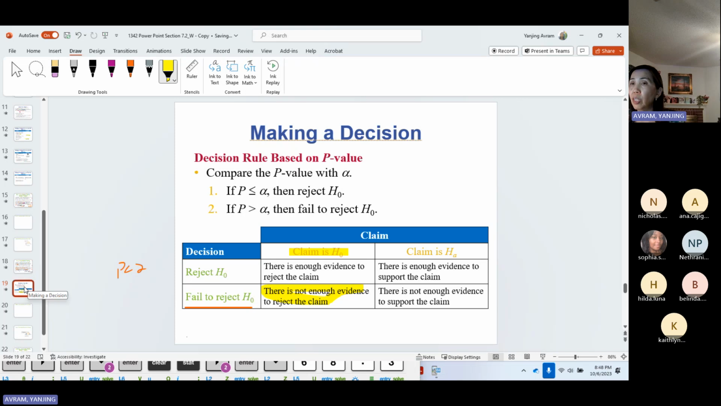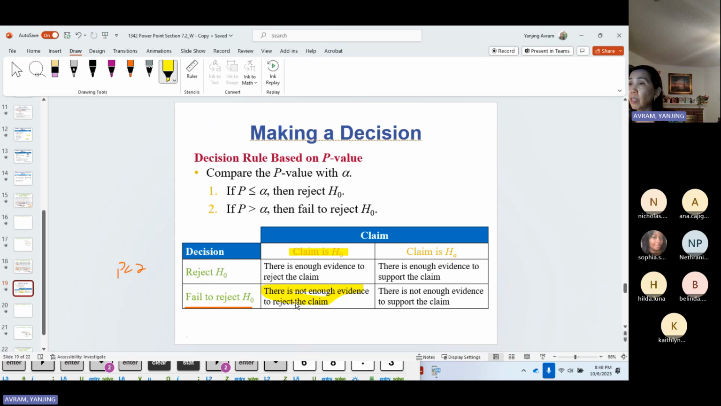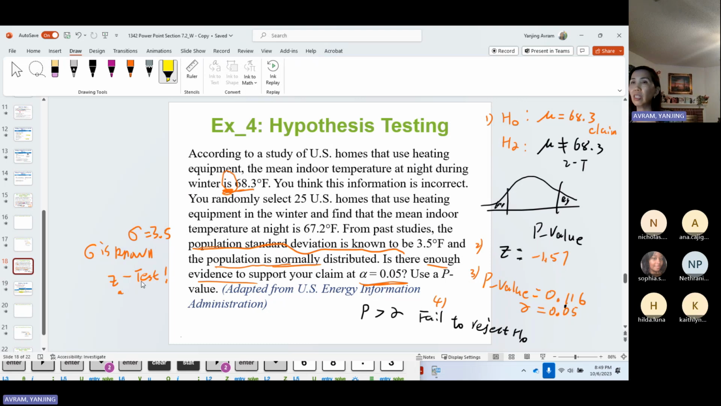All right. So that is your conclusion in here. We don't have enough evidence. We fail to reject the null hypothesis. That means this null hypothesis may still be right. So that means you don't have enough evidence to reject this one. You cannot say this one is equal to fail to reject the null. So there's not enough evidence to reject the claim. The claim is in the null. So you don't have enough evidence to reject this one, so that means this one might still be correct. All right, so that is how you do this type of hypothesis testing.